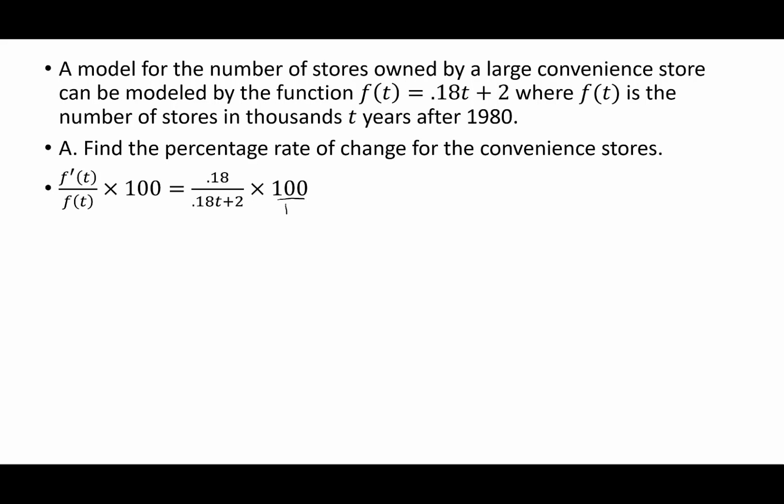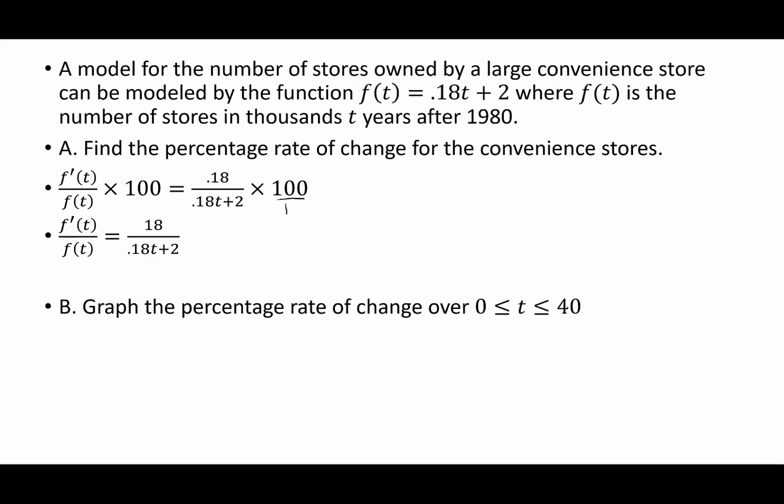That way I can think multiply across the numerator, multiply across the denominator, but you're only going to multiply that 100 one time. You're going to do 100 times 0.18. That's going to give you 18 over 0.18t plus 2. Let's graph this over the interval from 0 to 40.